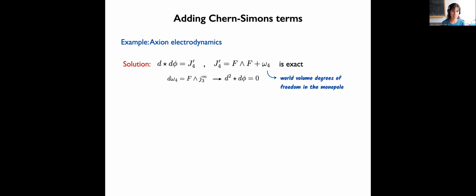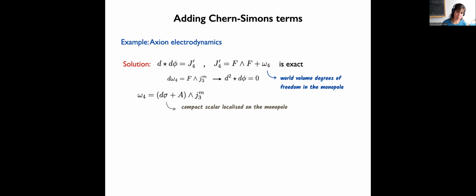for consistency, we know what the derivative of this contribution should be so that it cancels and everything is consistent. We also know that it should be localized on the monopole, and since the derivative is F, it means that omega-3 has to be proportional to A, the gauge field, but this is not gauge invariant alone.